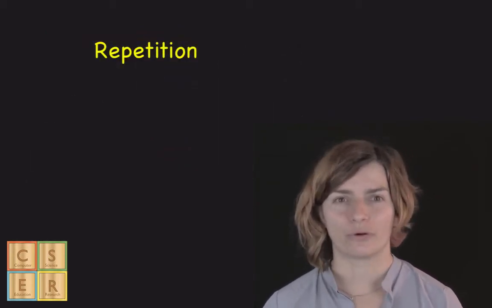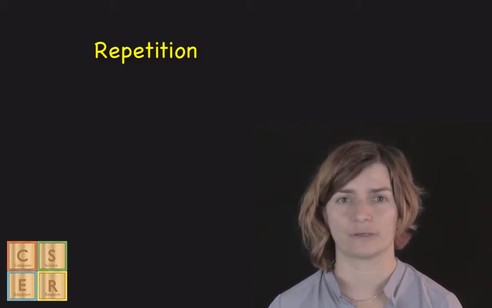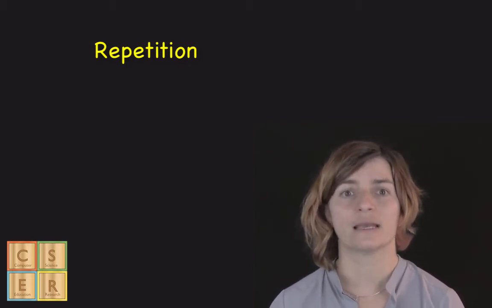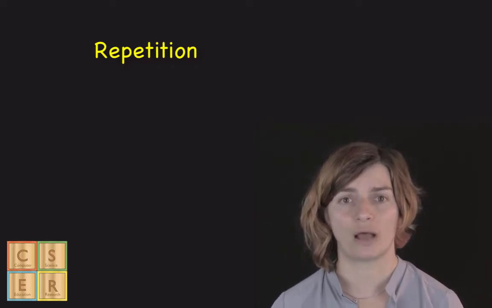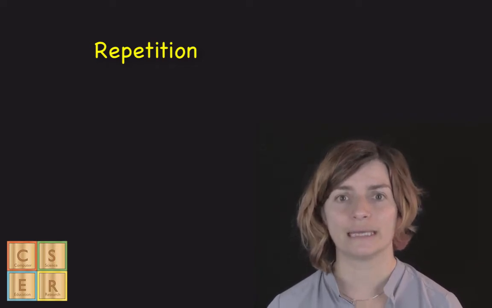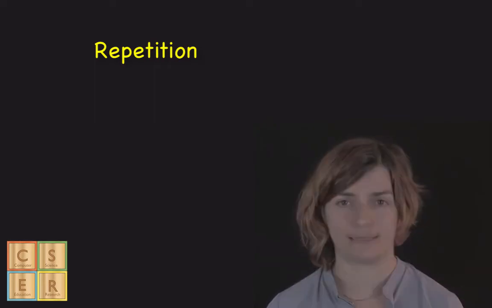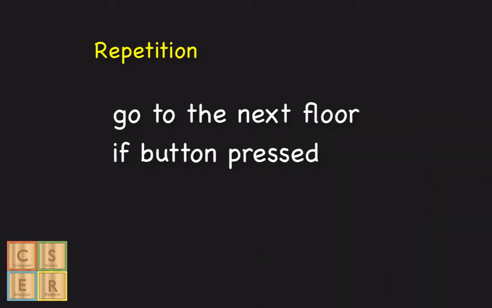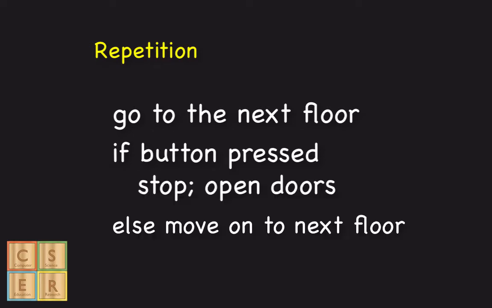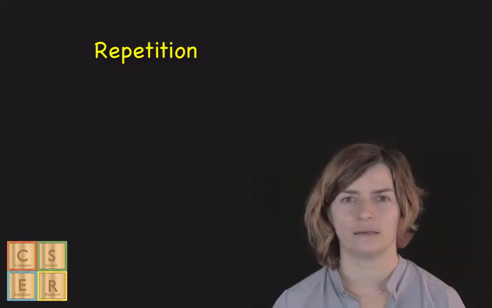Repetition is also an important concept in computational thinking and is commonly used in algorithms. We can recognize this in the behavior of software systems around us. For example, to go back to the example of the lift, an algorithm that controls the behavior of the lift might look something like this. Go to the next floor. If the button for that floor has been pressed, stop and open the doors. Otherwise, continue moving to the next floor. Repeat until we have reached the top or the bottom of the building.